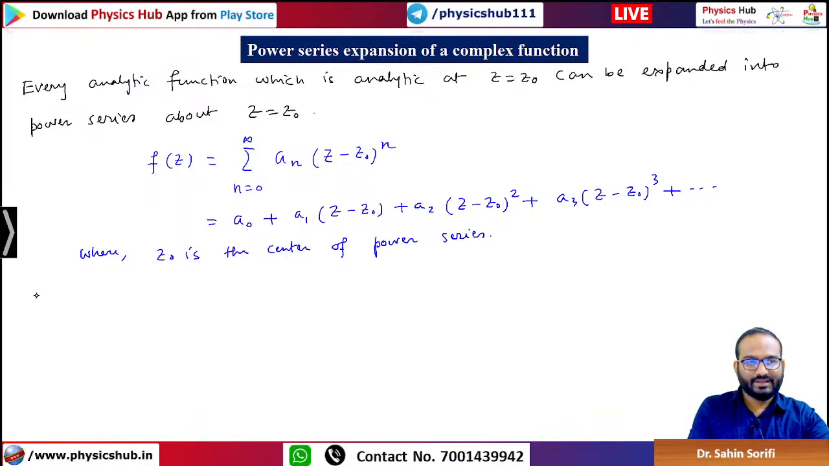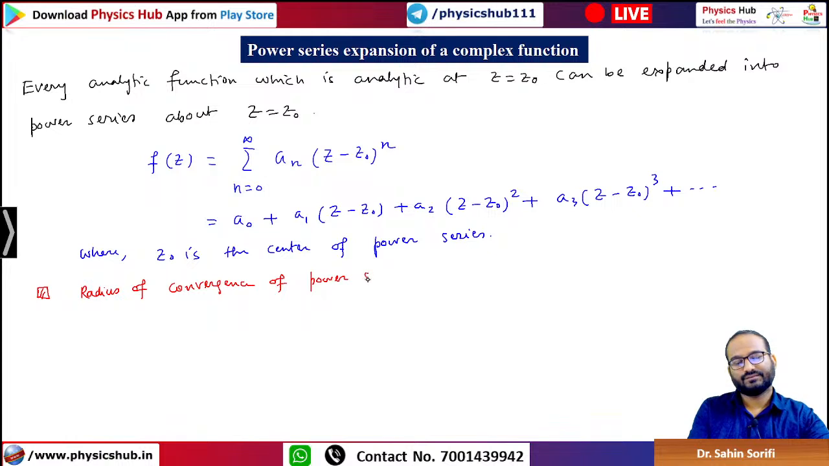Now there is a concept called radius of convergence. Radius of convergence of power series means we have to identify in which region the function is converging.